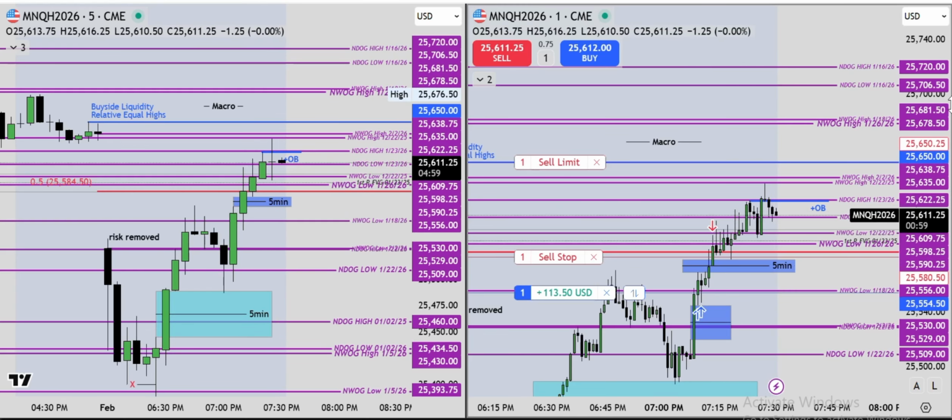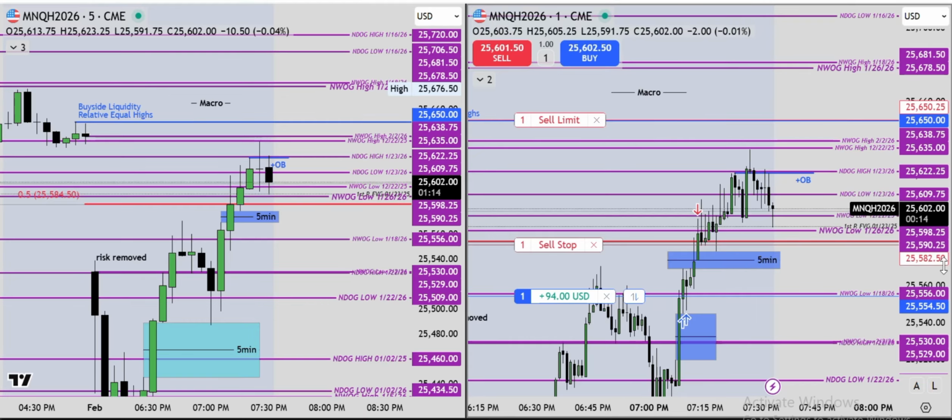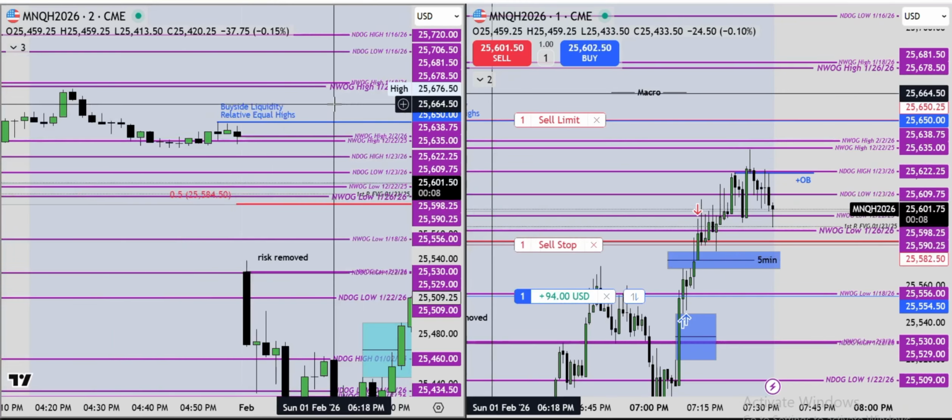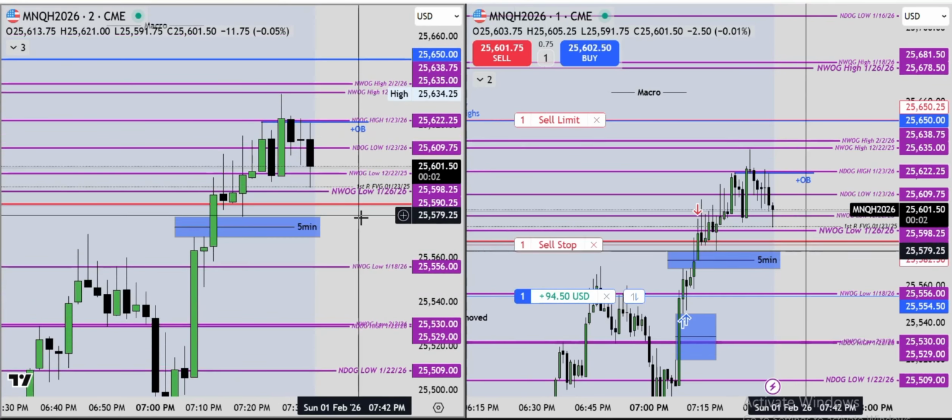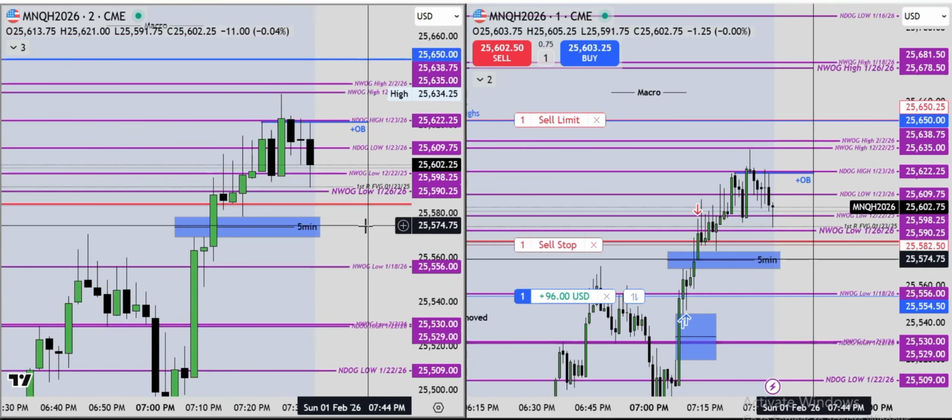There, I'm just about a couple ticks below it. So now I'm seeing that we're beginning to close below the mean threshold of that order block. So that's not what I want to see. So I'm just keeping note of it.